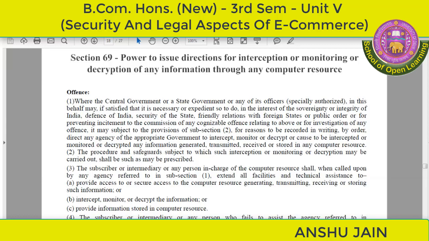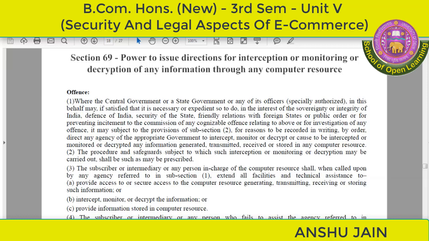This means if you have given someone authority, if the Central Government has given directions that they can monitor or decrypt or cause any kind of interception, then it's okay. Otherwise, in case you don't have the powers, you don't have the directions to do the same, then that is taken as the offense.